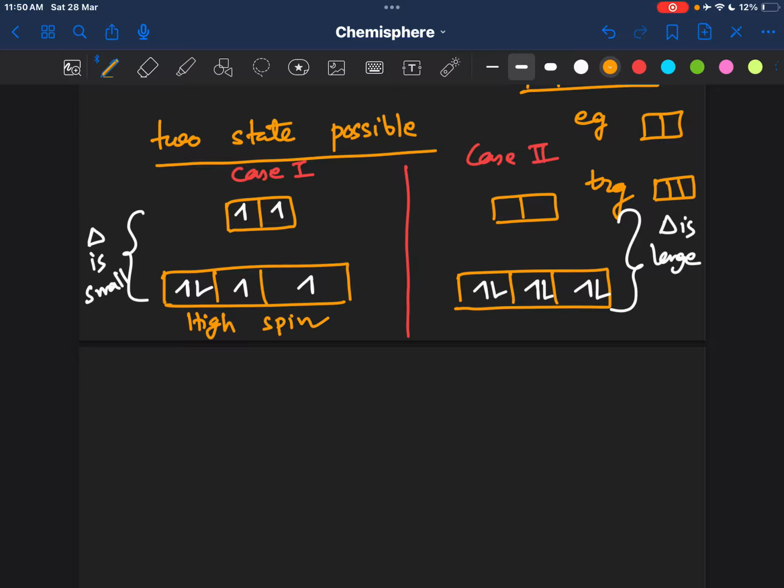And high spin will be caused by a weak field ligand. Because why by weak field ligand? Because the delta is small here, the crystal field splitting is small, so therefore it must be a weak field ligand.